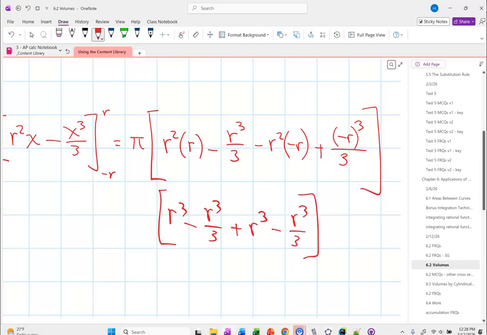We still have the pi out front. So r cubed minus r cubed over 3 is 2r cubed over 3. And then I have another 2r cubed over 3, so I have 4r cubed over 3. There we go. We're done. Shocking. It's what we knew the volume of a sphere already. So far, so good?